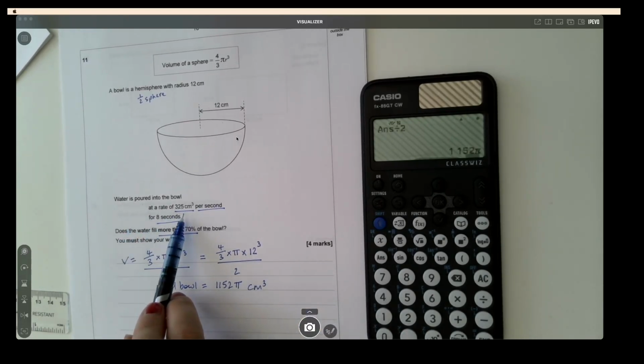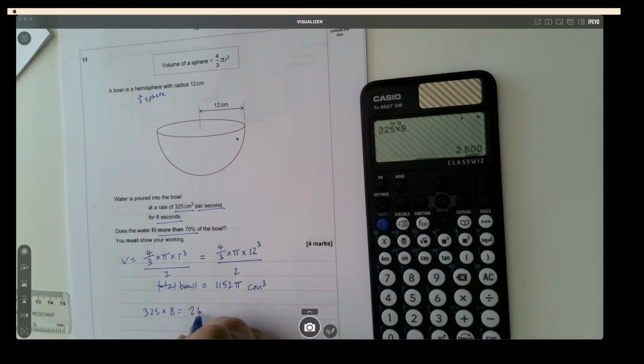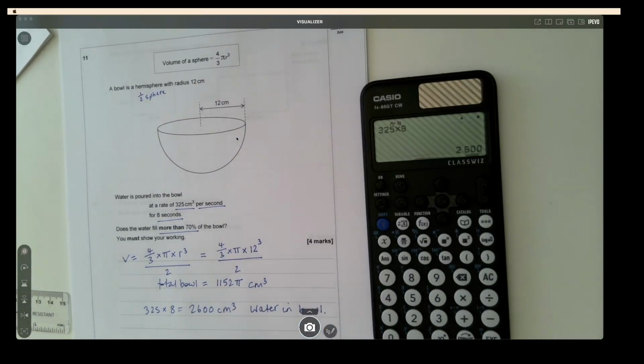If water's poured into the bowl at a rate of 325 centimetres cubed per second for 8 seconds, let's find out how much water's been poured in. So 325 times 8. So 2,600 centimetres cubed of water is going into the bowl. So now we're going to find out if that's more than 70%.